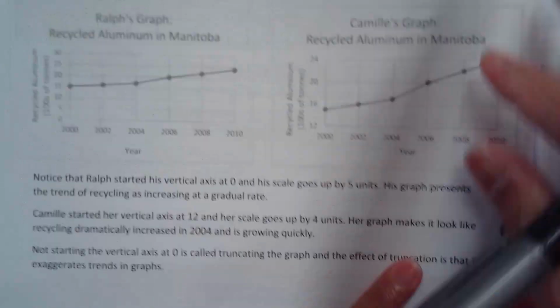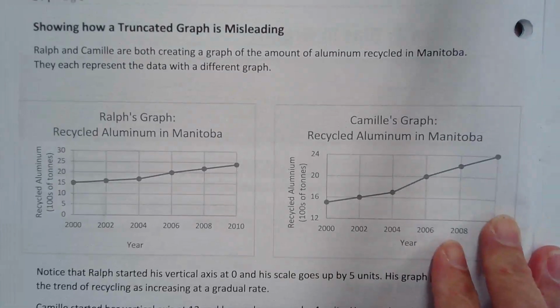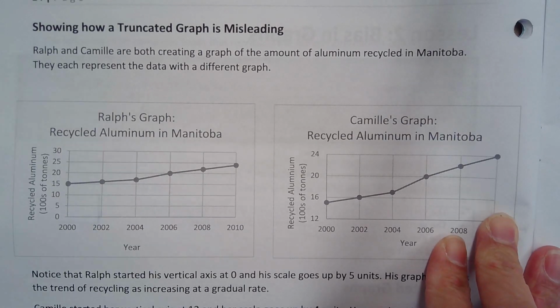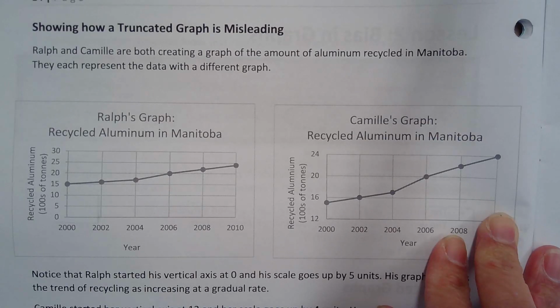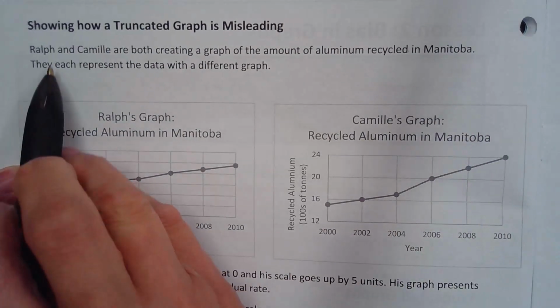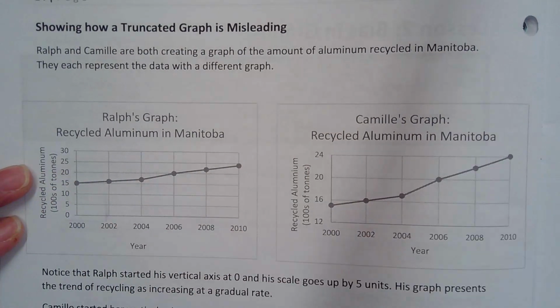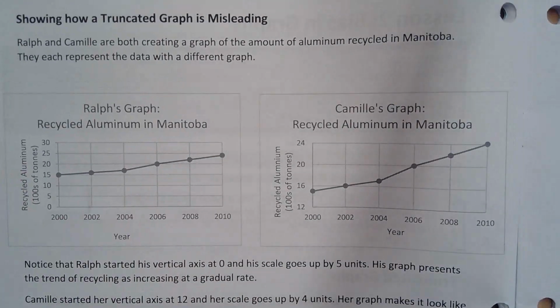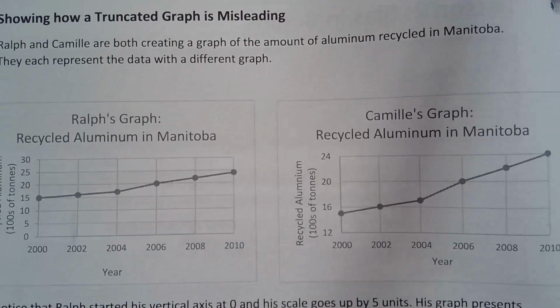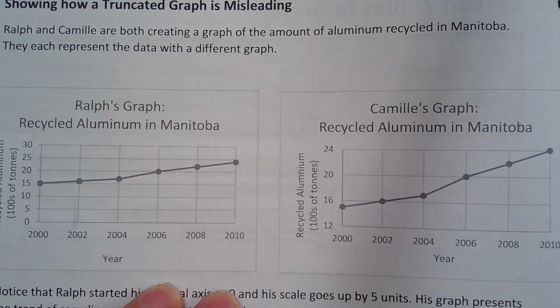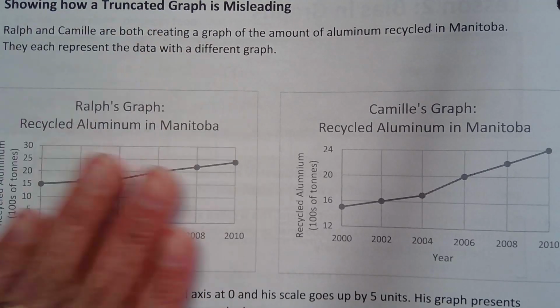Let's take a look at the example. Showing how a truncated graph is misleading. So this shows why having a truncated graph is misleading. Okay, so it says here, Ralph and Camille are both drawing graphs of the amount of aluminum recycled in Manitoba. So, which one do you think is the truncated graph, graph 1 or graph 2?